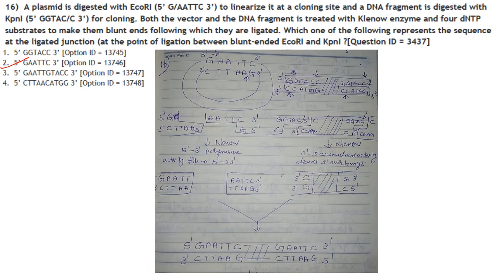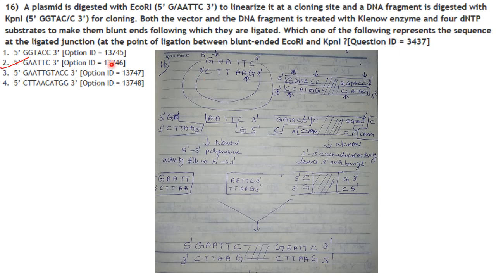Then next one. A plasmid is digested with EcoR1, GAA-TTC, to linearize it at a cloning site, and a DNA fragment is digested with KpnI. For cloning, both the vector and the DNA fragment are treated with Klenow enzyme and 4 dNTP substrates to make them blunt ends, following which they are ligated. Which of the following represents the sequence of ligated junction at the point of ligation between the blunt-ended EcoR1 and KpnI?